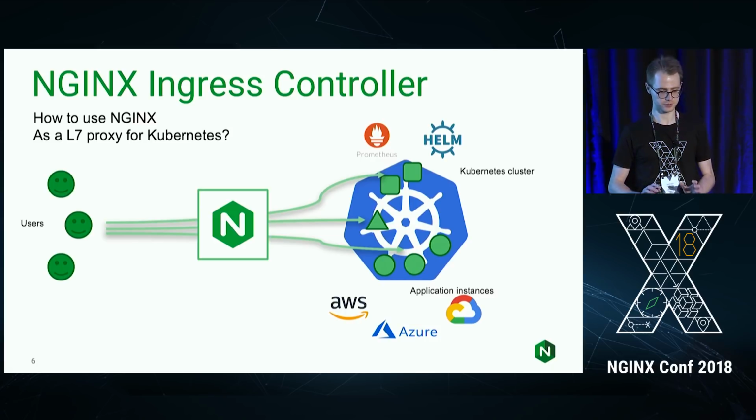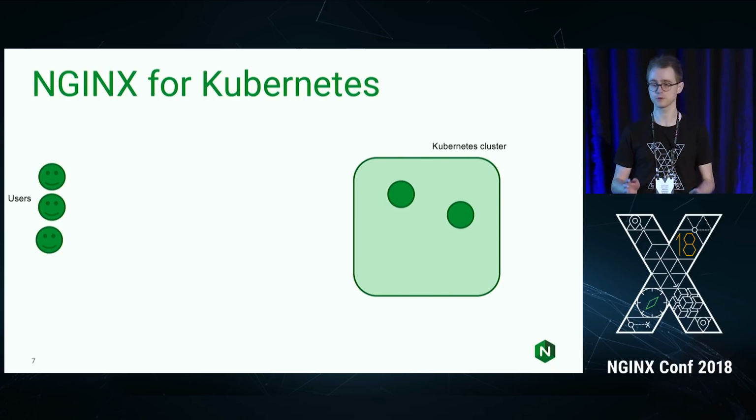So how do we use NGINX for Kubernetes? This is the subject of this talk. And we will explore the NGINX Ingress controller solution, which integrates NGINX with Kubernetes. But before we explore this solution, let's see if we really need any kind of solution. Can we just use NGINX with Kubernetes in the regular way we use NGINX?